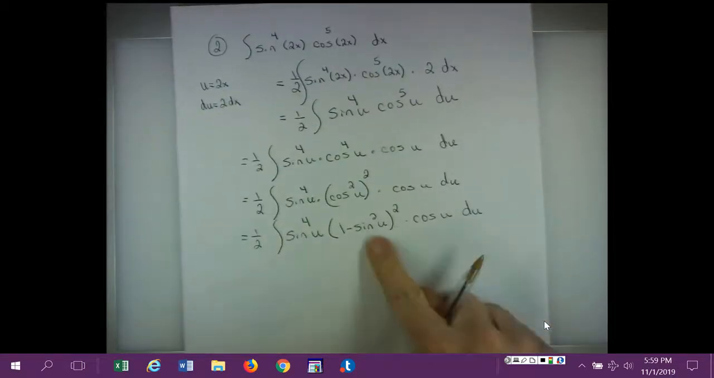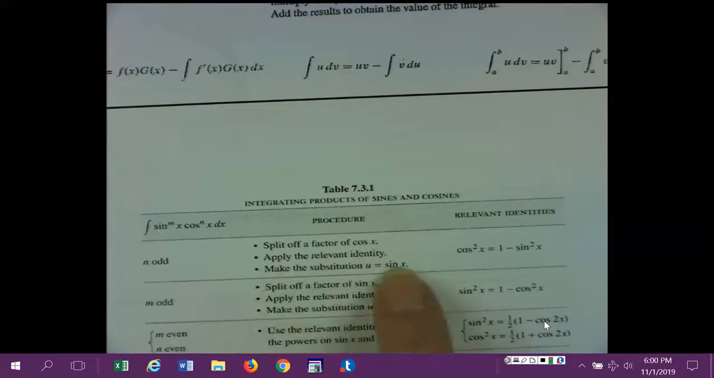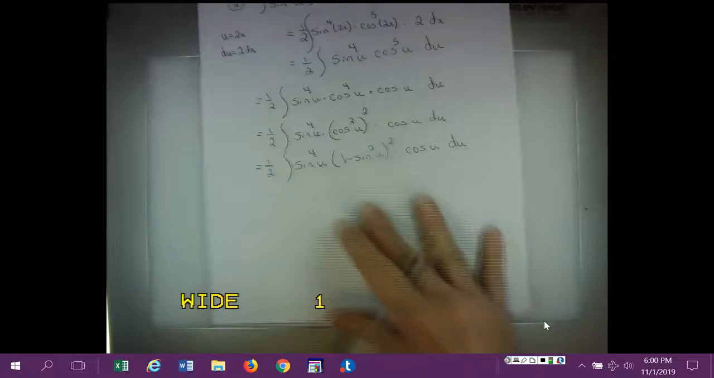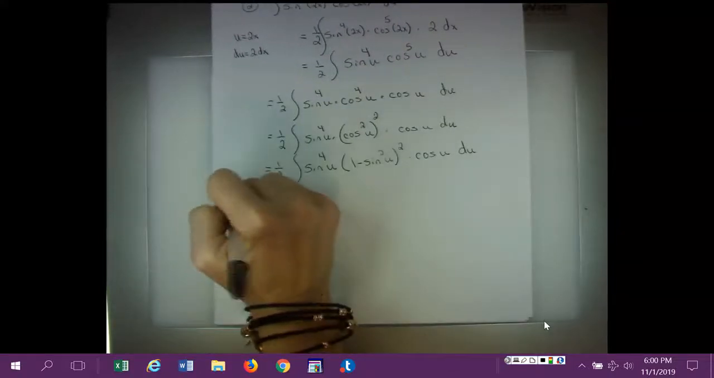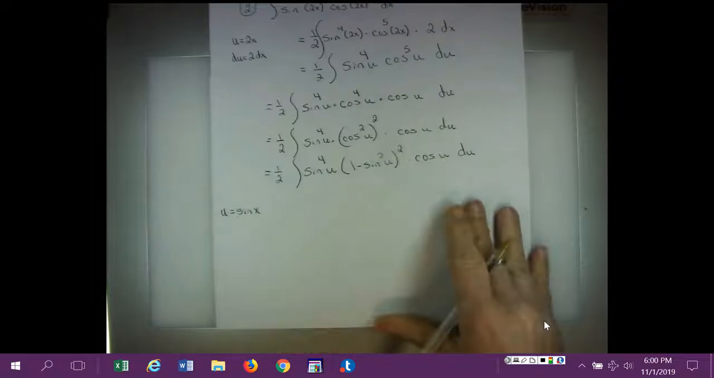You can FOIL this out, but I feel like it's wiser to go ahead and do the u sub that they tell you to do before you FOIL and multiply everything out. Because that could be a lot of algebra there. So what they said to do with the third bullet, make the substitution that u is sine x. So we're going to do that, and of course I'll have boxes off to the side.